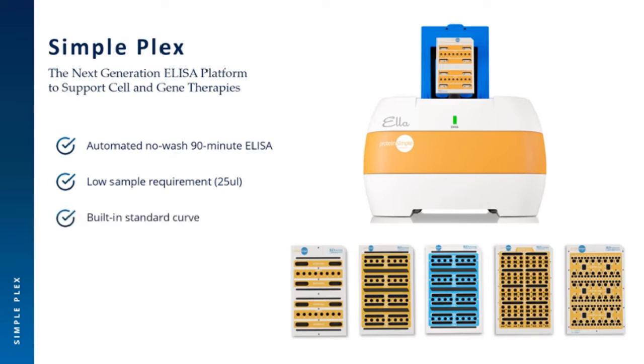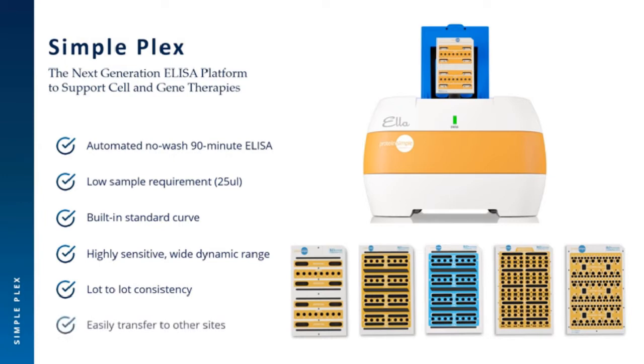These cartridges come with built-in standard curves for the analytes, saving precious assay space for samples and also imparting a higher level of standardization than is typically associated with ELISAs. The platform boasts high sensitivity and wide dynamic range, as we'll see today, among some of its top qualities, with excellent lot-to-lot consistency. And lastly, transferring Simple Plex assays to other sites is a breeze, meaning you can easily transfer the assay as part of a work packet to another lab or site. Let's take a look at the Simple Plex cell and gene therapy assay menu.